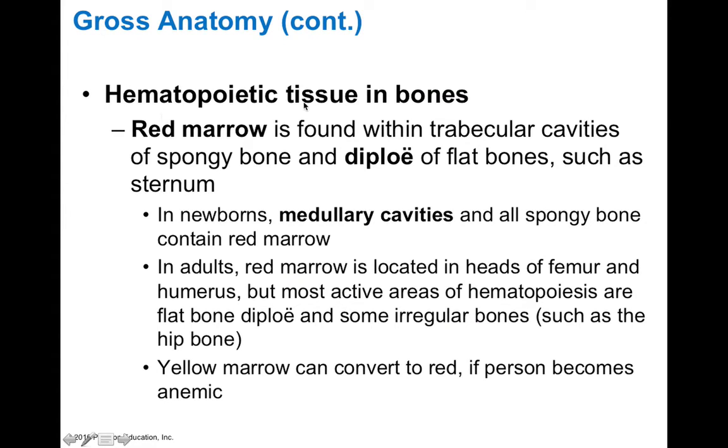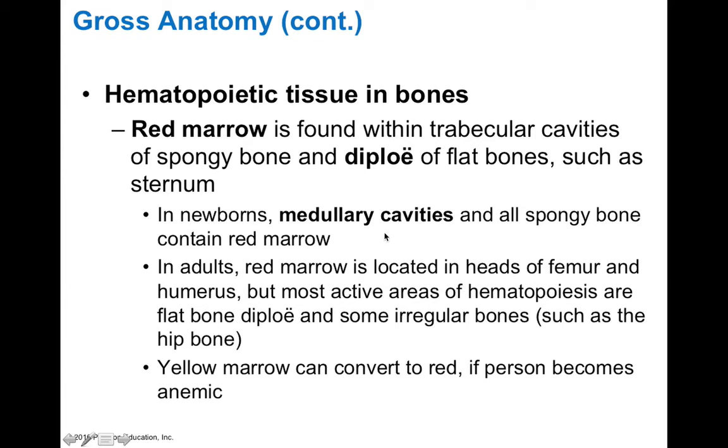Now, what's interesting too is that within the bony chambers, we can find red marrow or yellow marrow. Red marrow is called that because it has a reddish appearance. You find this within the trabecular cavities of spongy bone, of flat bones like your sternum, as well as the heads of your femur and humerus. Otherwise, it's pretty difficult to find red marrow beyond that. Most spaces within bone are actually filled with yellow marrow in adults.